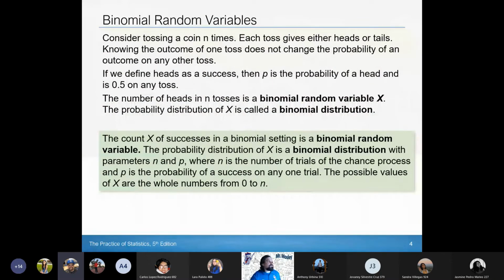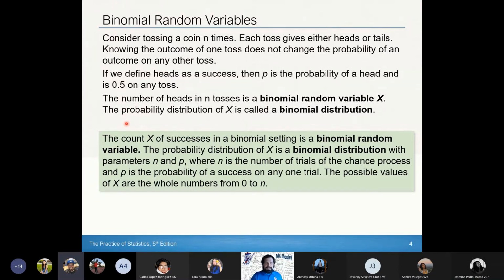All right, so consider tossing a coin n times. Each toss gives either heads or tails. Knowing the outcome of one toss does not change the probability of an outcome of any other toss. If we define heads as a success, then p is the probability of a head, and that is 0.5 on any toss.